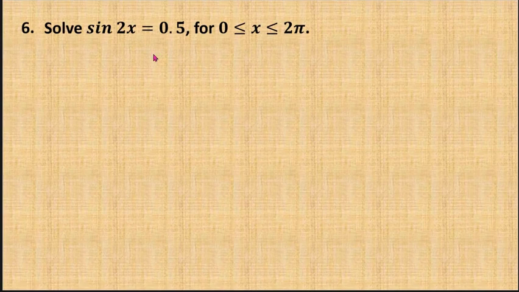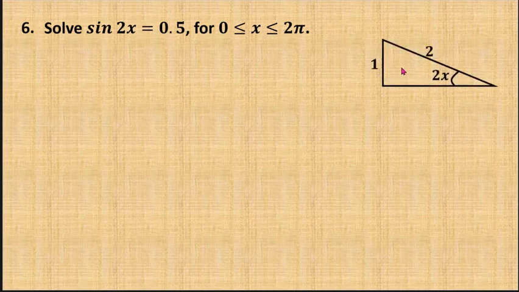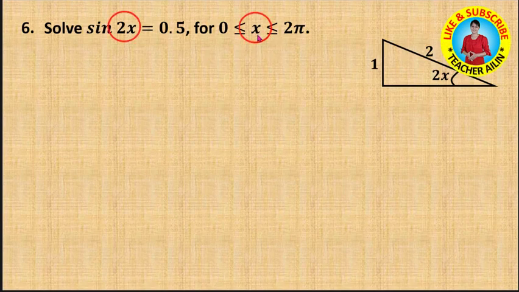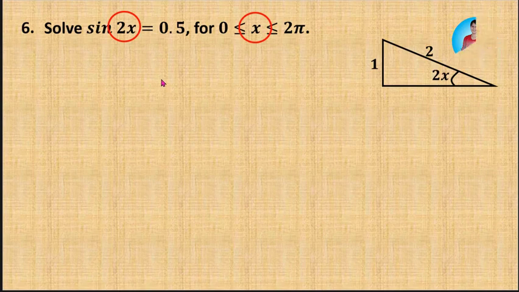Next example, solve sine 2x equals positive value 0.5 where x is from 0 to 2 pi. So first we need to determine the range of the angles. For this equation, the angle is 2x, but the range given in the question is the range of x. They are not the same. So first of all, I must determine the range of angles according to the range of the x given in the question.